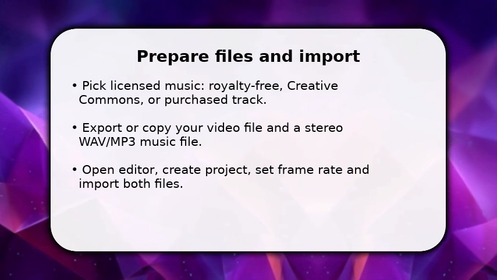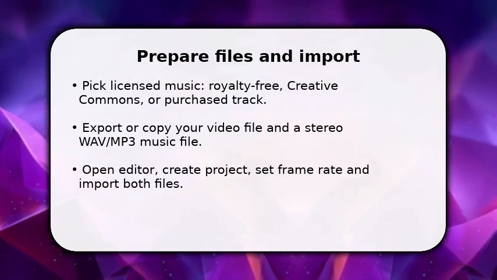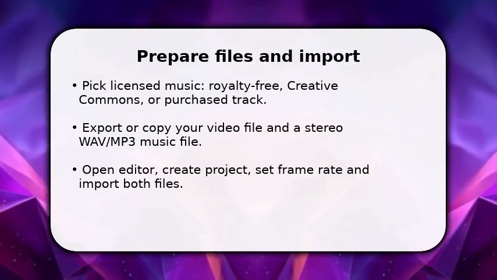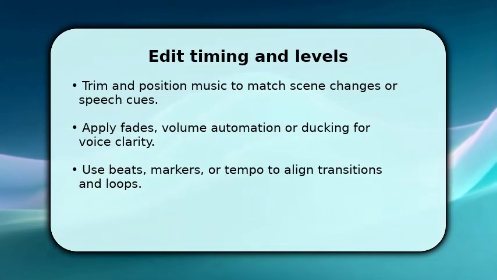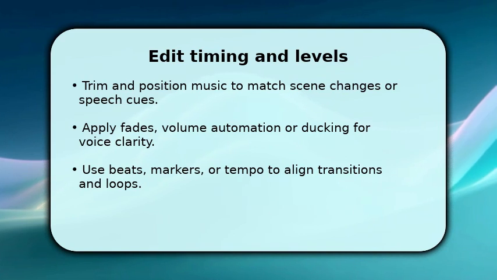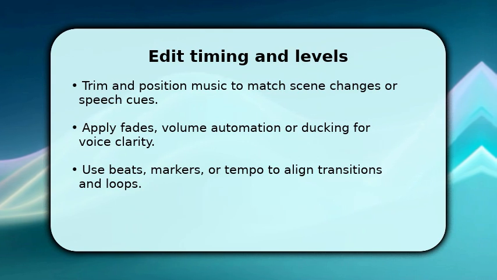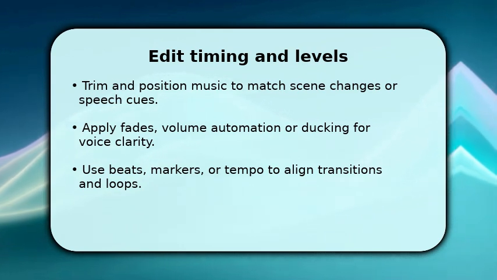Now place the video on the primary track and drag the music onto an audio track beneath it so you can begin precise editing. Next, align the music to your footage by trimming and moving the track to hit key moments and scene cuts. Use markers to mark beats or dialogue so you can sync accents and transitions.